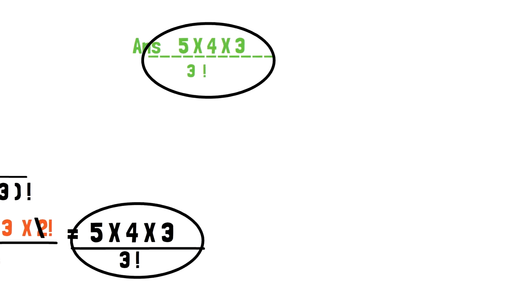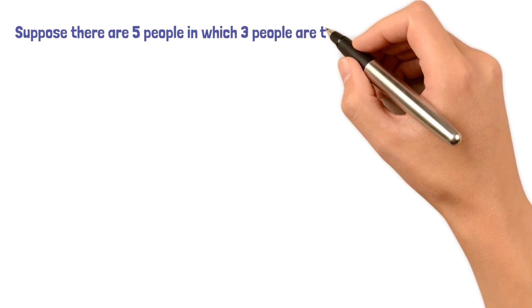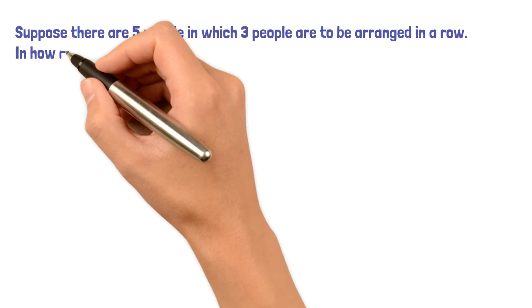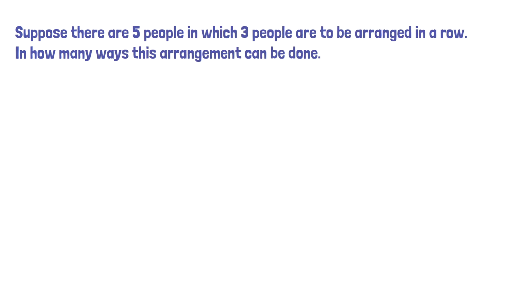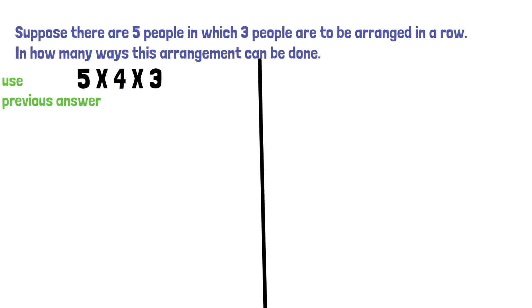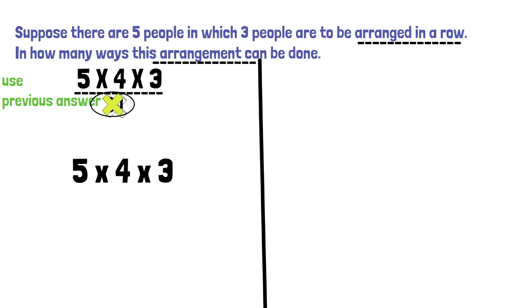Now, let's consider a case in the above example where the order of arrangement is important. So, we redefine the example. Suppose there are 5 people, of which 3 people are to be arranged in a row. In how many ways can this arrangement be done? We are solving this question using the same answer we found earlier, that means 5 times 4 times 3 divided by 3 factorial. But actually in this case arrangement is important. So in the above answer, 3 factorial, that is the order of arranging 3 people, is excluded, but here we don't need to exclude it as we require the arrangement. So let's include it in the answer, and the final answer is 5 times 4 times 3.